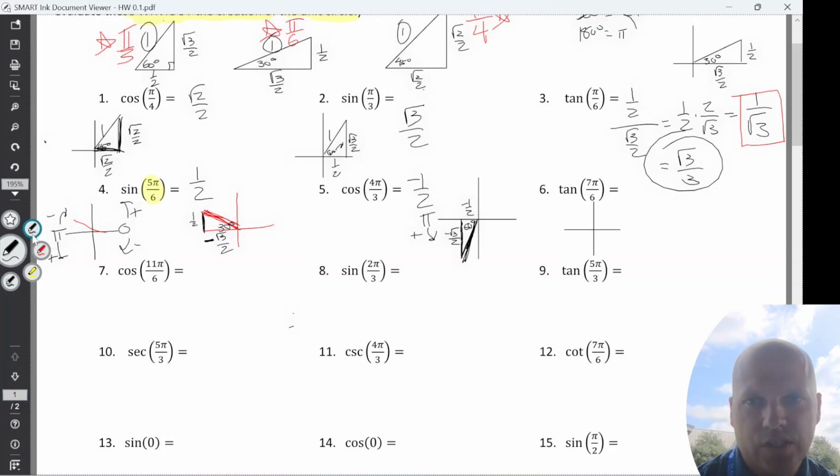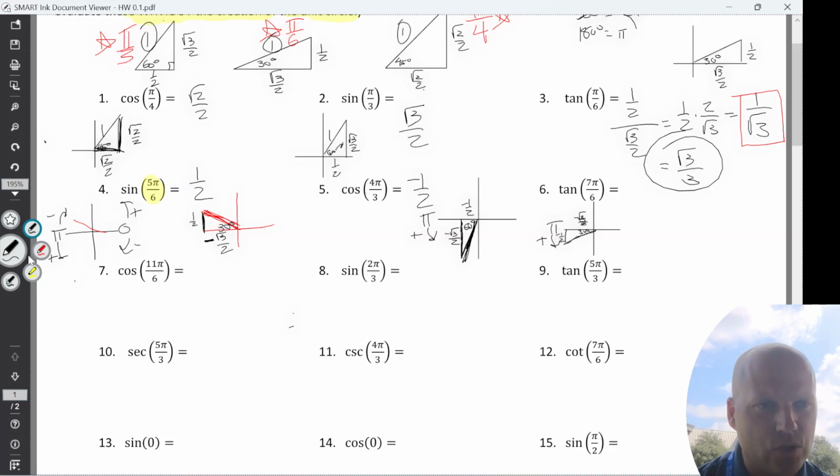Seven pi over 6. Where is it? What's the triangle? Well, it's 1 pi over 6 more than 6 pi over 6. Here's 6 pi over 6. Add a pi over 6. Pi over 6, 30 degrees. Think about 180 divided by 6. 30 degrees. Cool? So this is 30. This is the adjacent side length, which is the longer side length. This is the opposite side length.